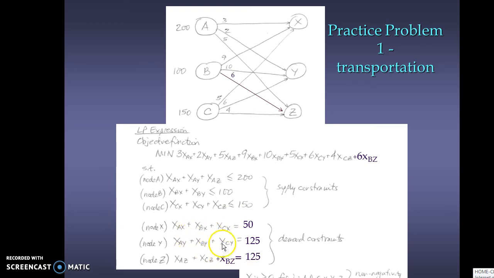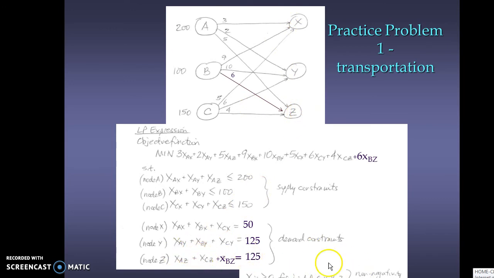Now, I had made some changes to a previous example, and that's why I have some of the computer writing on top of this. And then node C are these three arcs here, XCX, XCY, XCZ, must be less than or equal to 150. The demand constraints are given the same way of each of those arcs, and they sum to equal, not be less than or equal to, but equal to the demand, which, as I noted before, would be 50, 125, 125. So we have three demand constraints.